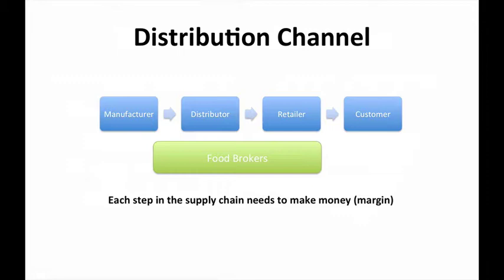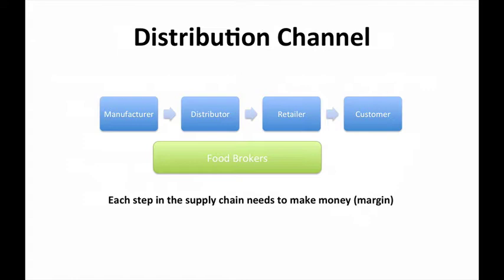You could have an independent food broker who sells to distributors and to retailers, and they generally take a couple of percentage points on commission, but they have the industry connections that you may not have starting out. And every step in this process from manufacturer to customer has to make money. So that's why your price goes higher and higher and higher.